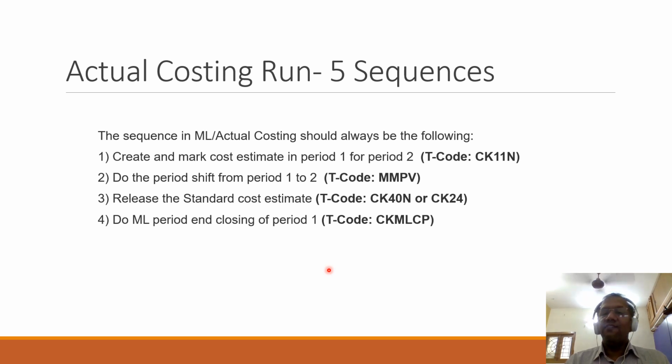Actual costing run, 5 sequences. When we do the actual costing, what are all the things we need to do? We want to do the CK dividend, go into the MMPV, and shift that MMPV over the posting period, CK40 and CK24, to the ML period, the material ledger period, at the end of the closing period. This is the process we want to do.